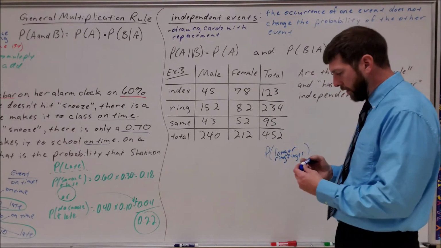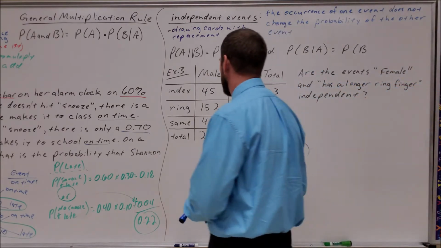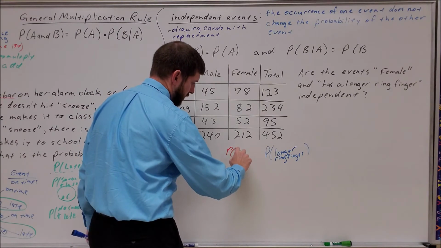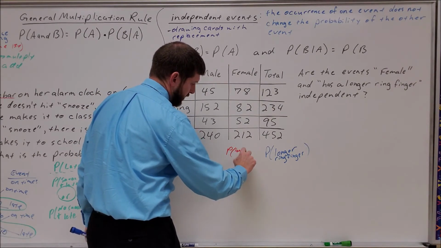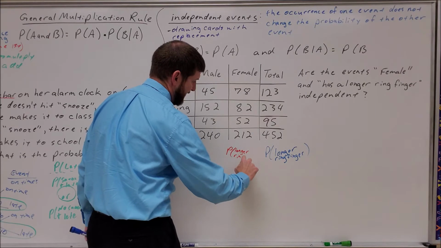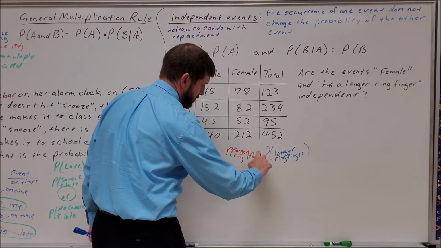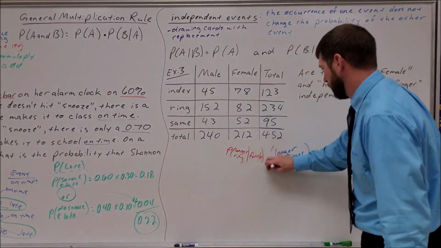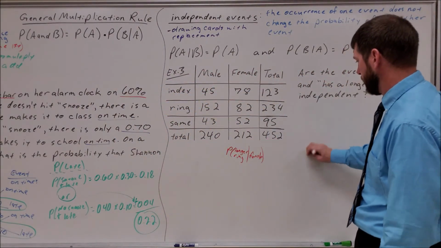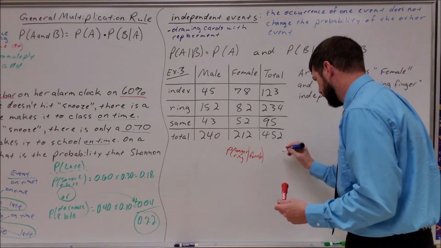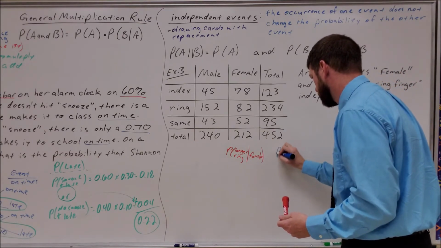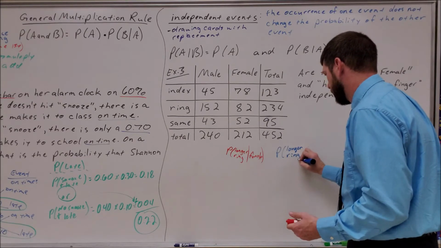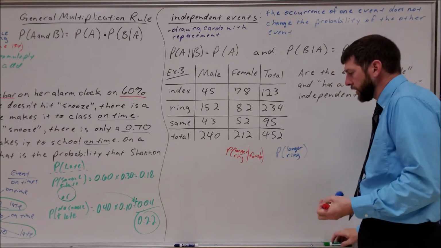And we're going to look at how that compares to the probability of a longer ring finger given that you're female. So that's going to be our two probabilities that we're going to compare to each other. So our question is, are they equal?